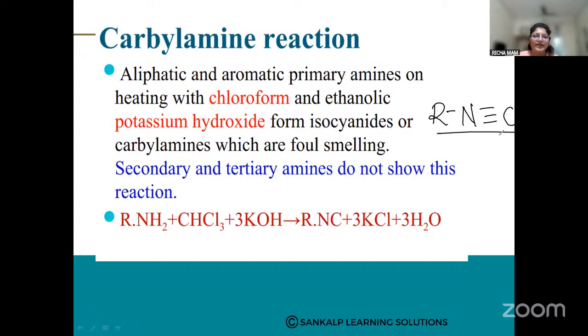So aliphatic and aromatic primary amines, on heating with chloroform and ethanolic potassium hydroxide, we are going to get isocyanides, also called carbylamines. And these carbylamines are foul smelling, they have a very bad smell. From this method, we can only do the reaction on primary amines. We cannot use secondary and tertiary amines. So this is about carbylamines.